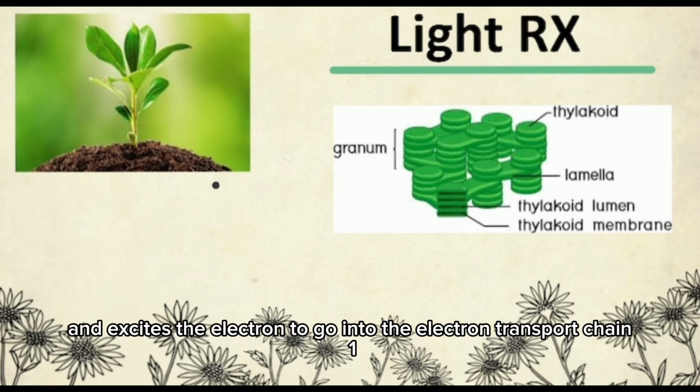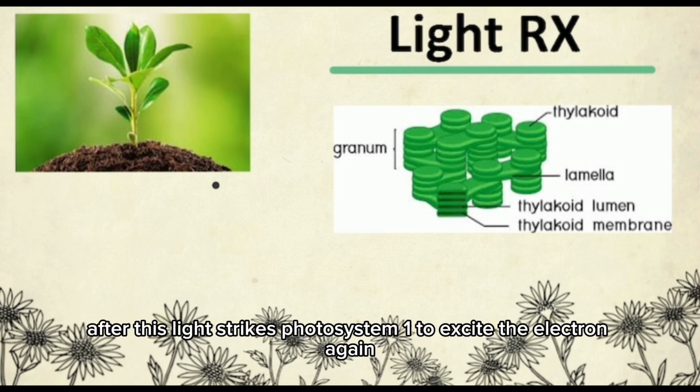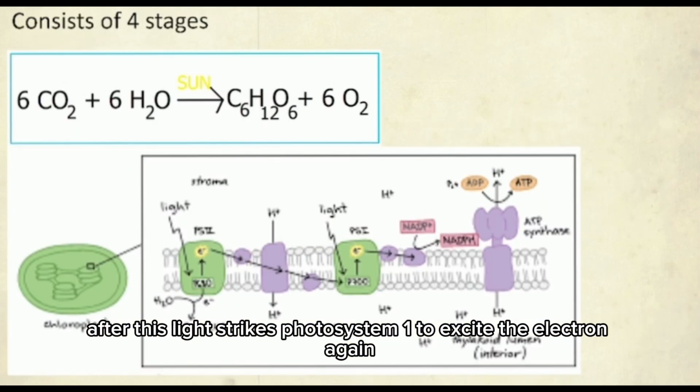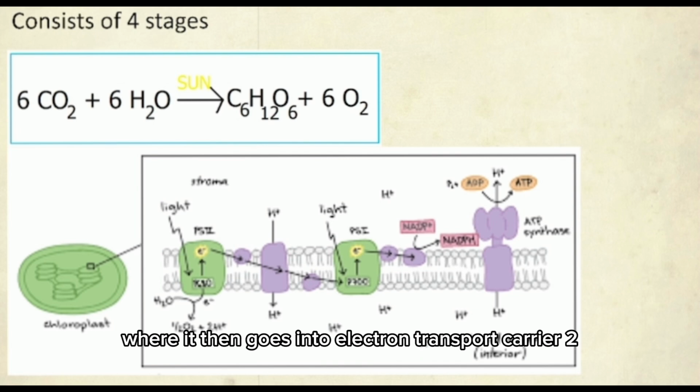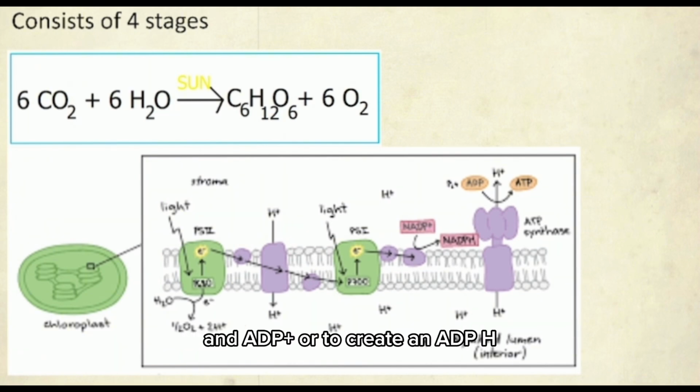The electron from the splitting of water goes into photosystem 2, where light strikes it and excites the electron to go into electron transport chain 1, where it is then transported into photosystem 1. After this, light strikes photosystem 1 to excite the electron again, where it then goes into electron transport chain 2 in order to be dropped off into the protein carrier NADP+, in order to create NADPH.